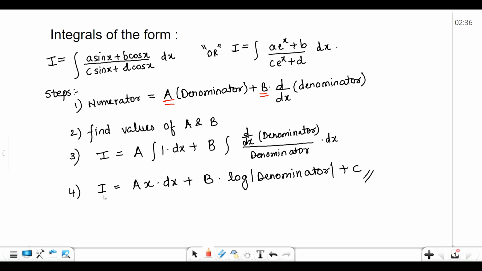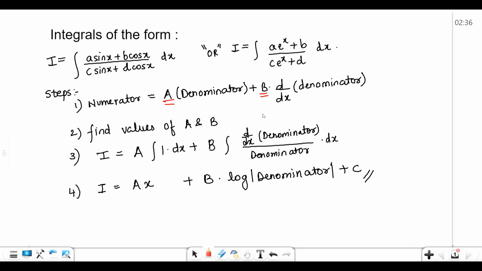So in the fourth step, we get I is equal to the integration of 1 is x, so that becomes ax plus b times log of denominator. Why? Because we have the derivative of denominator in the numerator, so that is why we can write this. Now let's take an example and have a look at how we solve it.